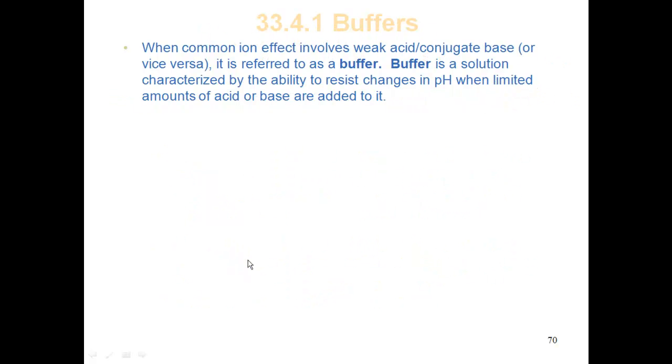When common ion effects involve weak acids and conjugate bases, or vice versa, meaning a weak base and a conjugate acid, it is referred to as a buffer. A buffer is a solution characterized by the ability to resist changes in pH when limited amounts of acid or base are added to it. If I had a pure acid or pure base and I add acid or base to it, the pH is going to change dramatically, going up or down depending on the situation. However, if I have a buffer solution, I have acidic and basic components in that buffer, which can absorb that additional acid or base and basically keep the pH relatively constant. I'll show you this in a calculation later on in the presentation.